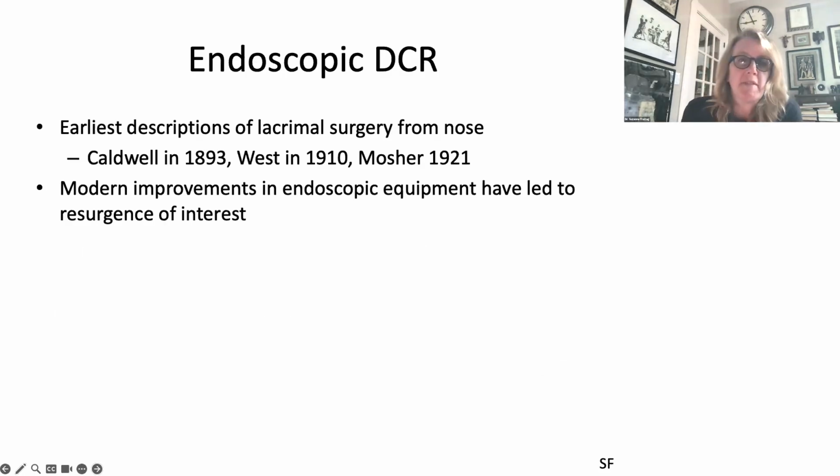The earliest descriptions of endoscopic lacrimal surgery through the nose were in 1893, 1910, and 21. Of course, there's been a lot of improvement in endoscopic equipment that have led to a resurgence of interest in endoscopic DCR starting about 25 years ago. Next.